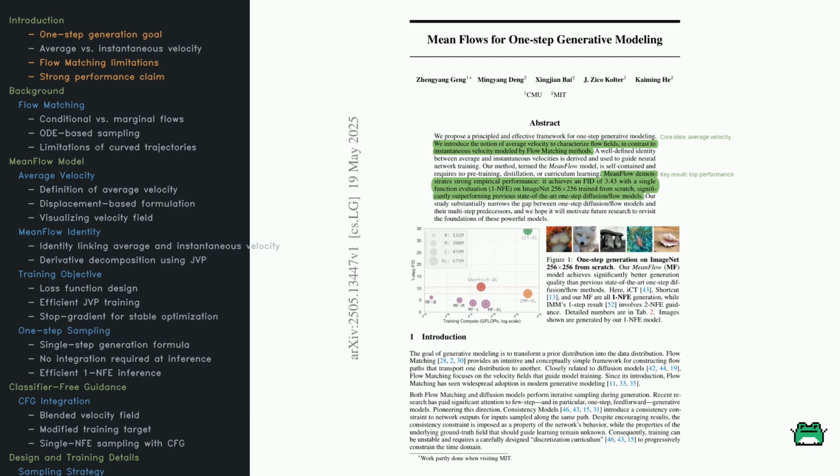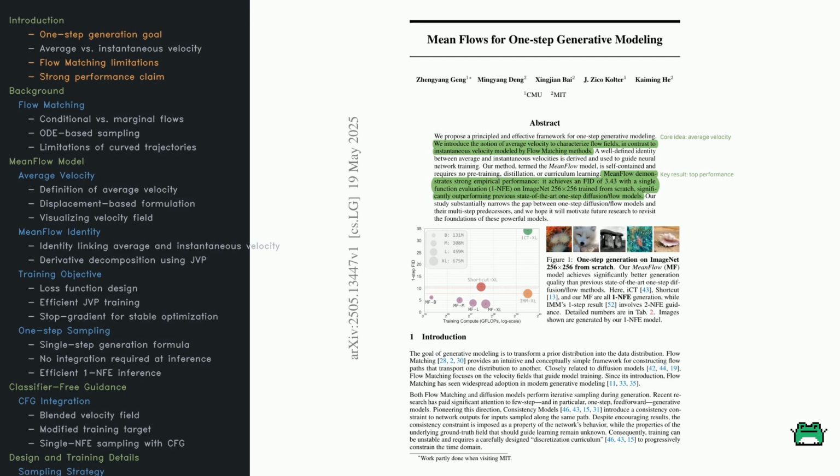The authors flip that idea and instead ask, what if we just focus on the average velocity? That's the total displacement over a time interval, divided by how long that interval is. So instead of controlling every turn, you just know where to start and where to end, and draw a straight line between them. That's the core idea behind this new framework, which they call Meanflow.